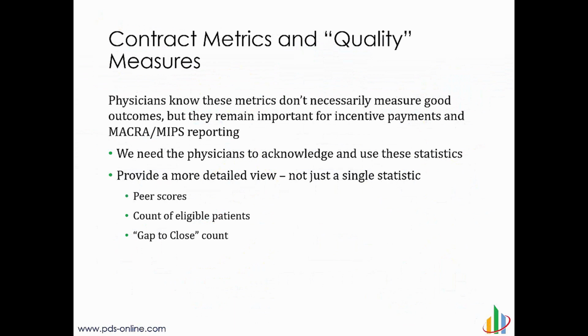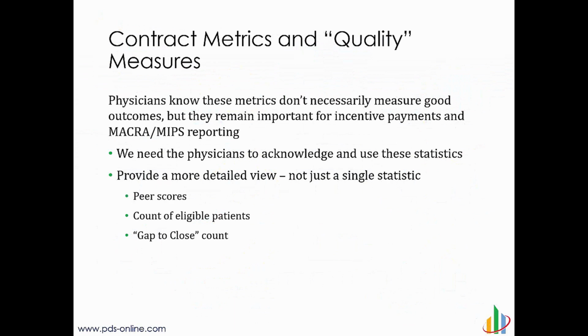We know that physicians don't always view these contract metrics as good measures of patient outcomes, and we always get pushback on that. The thing that we really need physicians and our care teams to acknowledge, though, is that these statistics are used to manage the financial success of our practices and the cost of care, particularly risk statistics. And so we need to provide them the detailed information to develop confidence that these scores are being used correctly and that they can impact the scores.